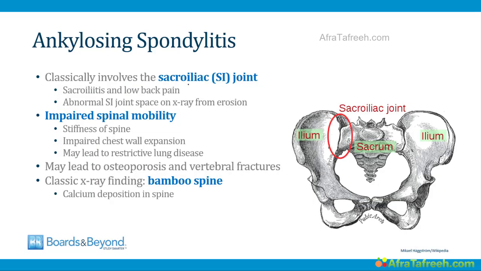Classically, ankylosing spondylitis involves the sacroiliac joint. This is true of many of the seronegative spondyloarthritis disorders like I mentioned earlier. So these patients develop sacroiliitis, which is inflammation of the SI joint, and low back pain.